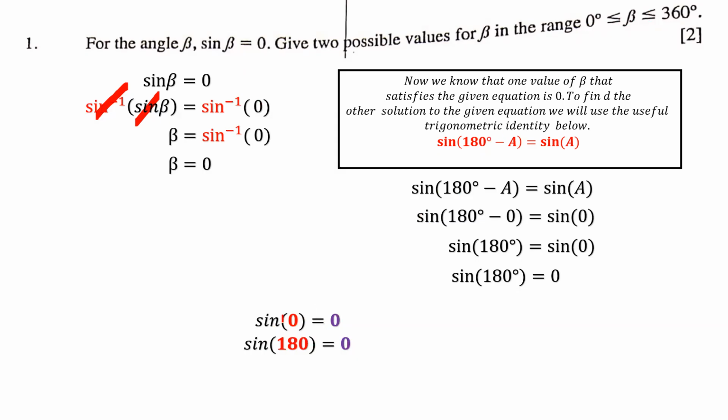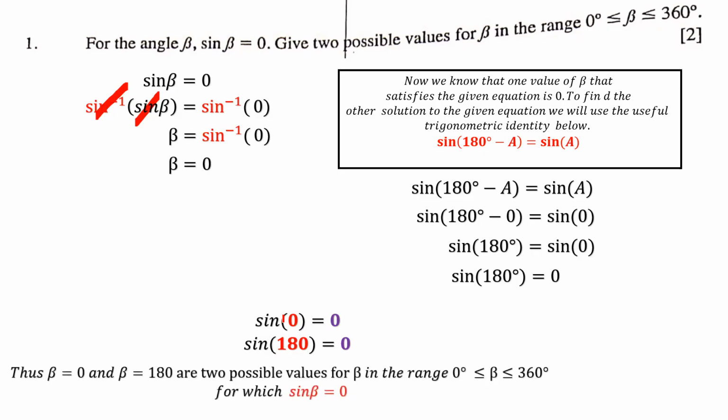So the two beta values that satisfy this equation are beta equals 0 and beta equals 180. They are the two possible values for beta in the range 0 to 360. Bear in mind that we include 0 and 360, for which sine of beta equals 0.